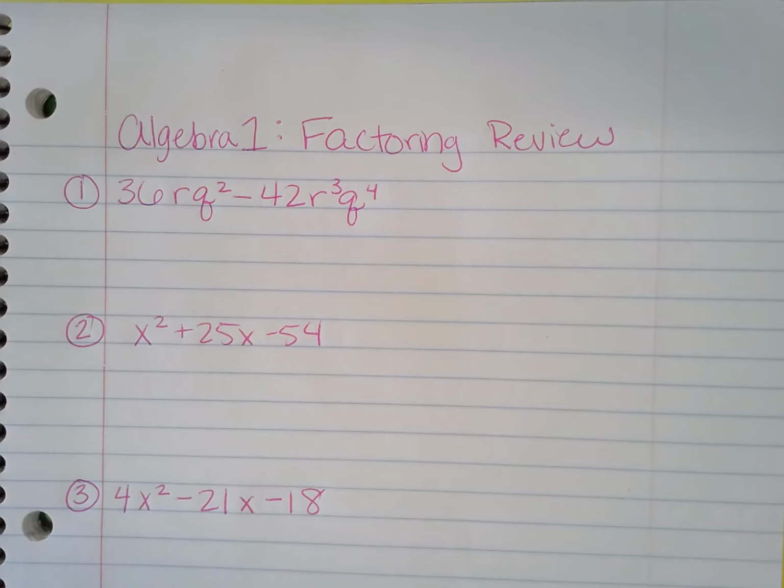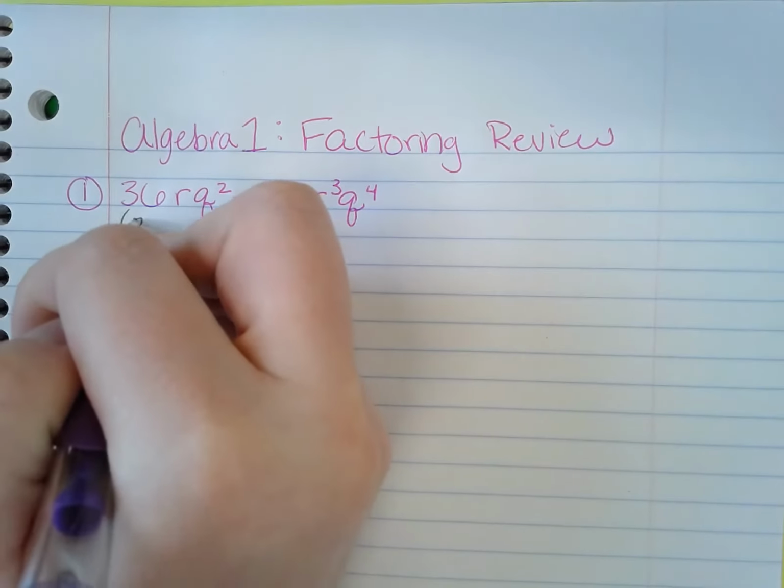Today we are going to review factoring. So our first problem is 36rq to the second minus 42r to the third q to the fourth. Because this is a two-term problem, all I have to do is look at what I can take out of both parts. So what goes into 36 and 42?